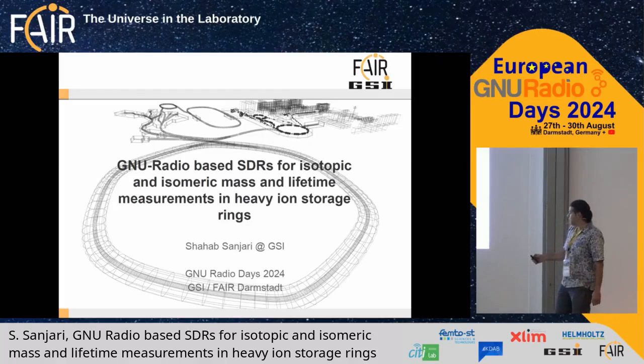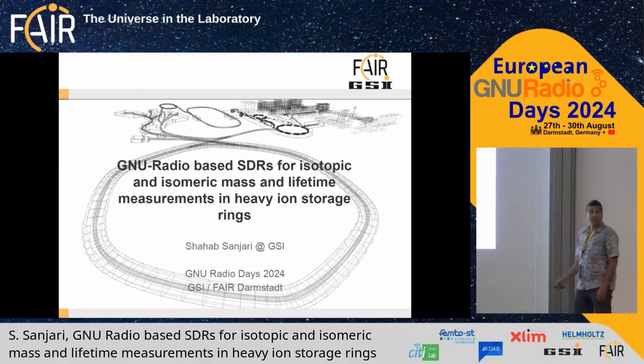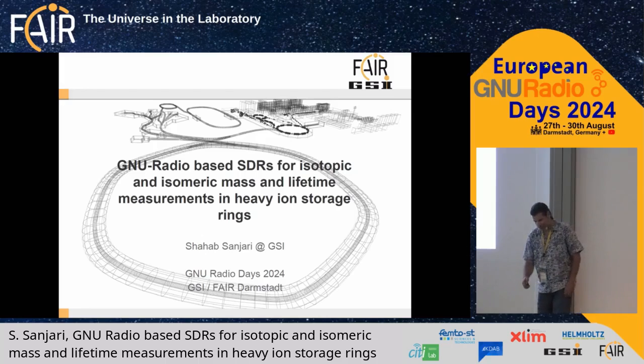So this is a very, very boring talk that I'm going to give you today, of course. This is the original title: GNU Radio-based SDRs for isotopic and isomeric mass and lifetime measurement in heavy ion storage ring. Boring, boring, boring.